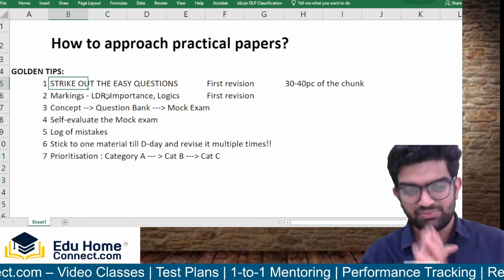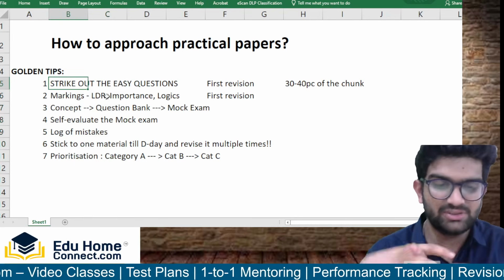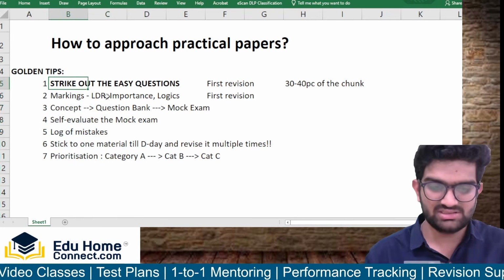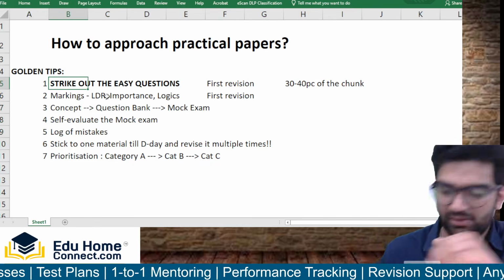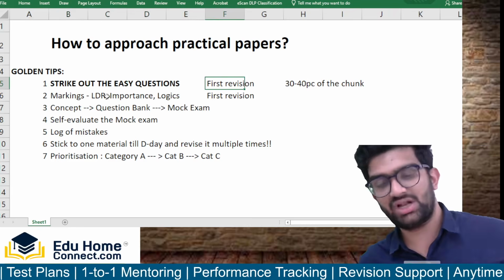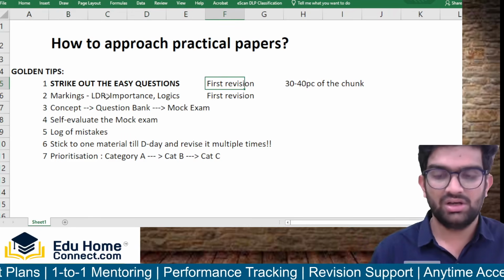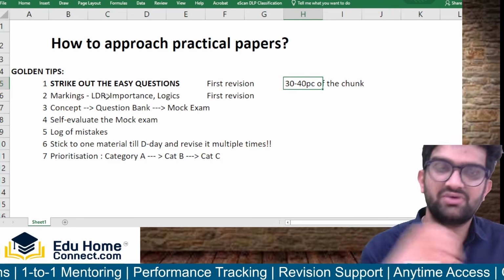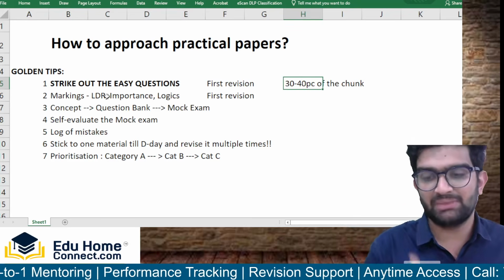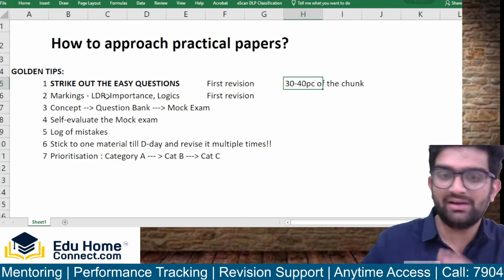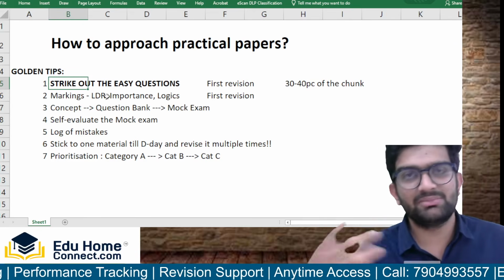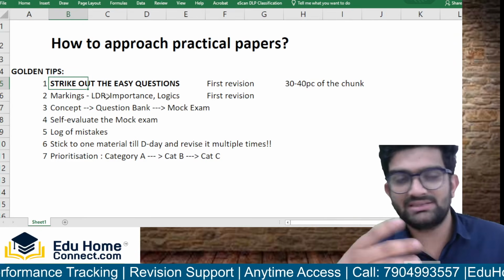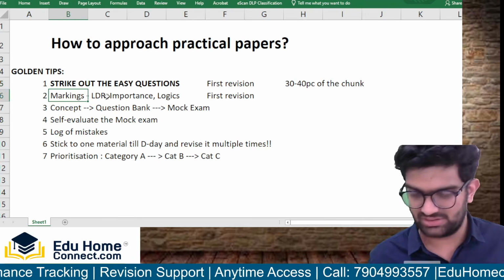First and foremost important tip is you need to strike out the easy questions. It's one of the best tips which has helped me. This should ideally be done in the first revision, and it will reduce your preparation for your subsequent revisions. So your 30 to 40% of the chunk would get eliminated in the first revision itself. So strike out the questions which you feel you are very comfortable with, which you feel there is no need to revise multiple times. So strike out those questions.